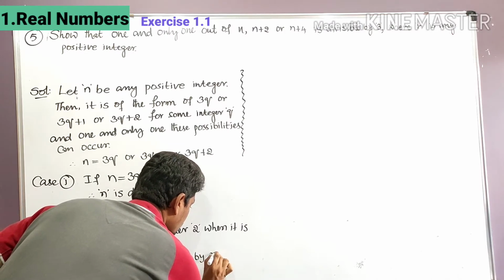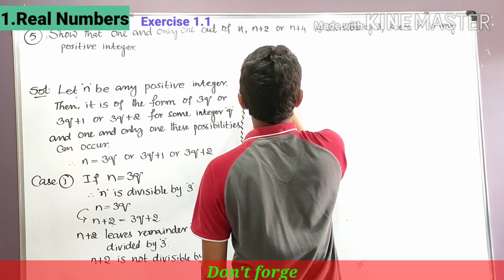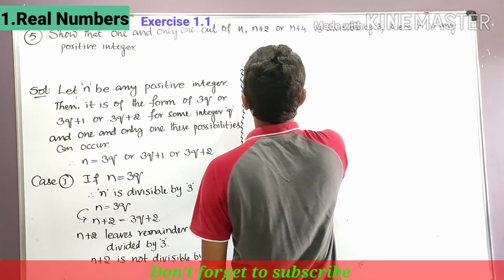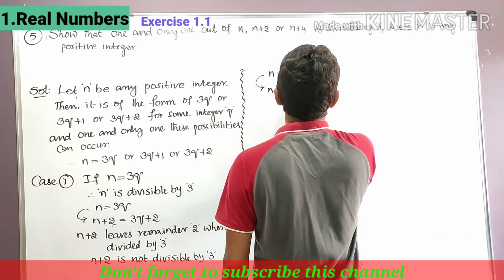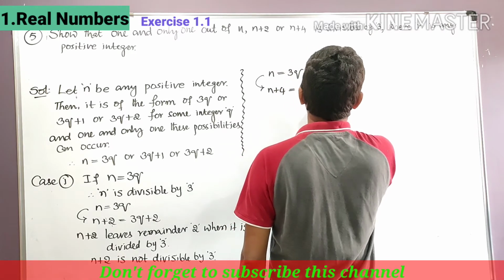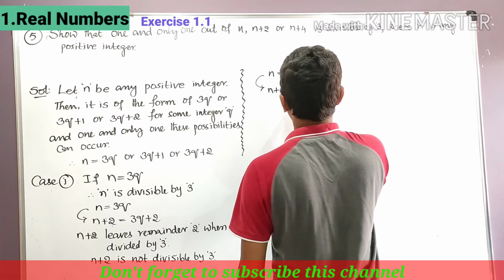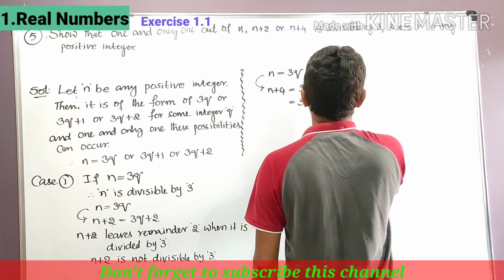Again you have to check n plus 4. If n is equal to 3q, you have to check whether n plus 4 is divisible by 3 or not. By adding 4 on both sides we get n plus 4 is equal to 3q plus 4. Now 4 can be written as 3 plus 1. Here we get 3 into q plus 1 plus 1.